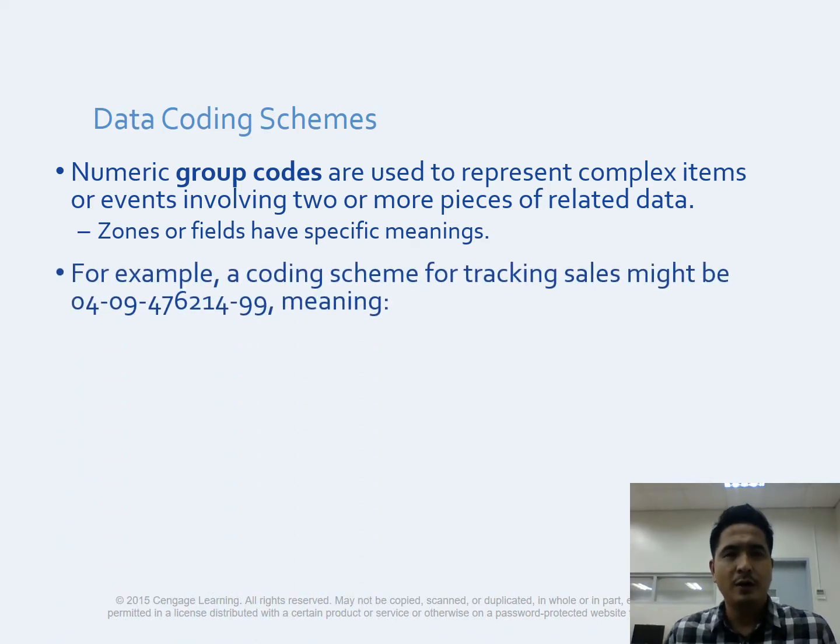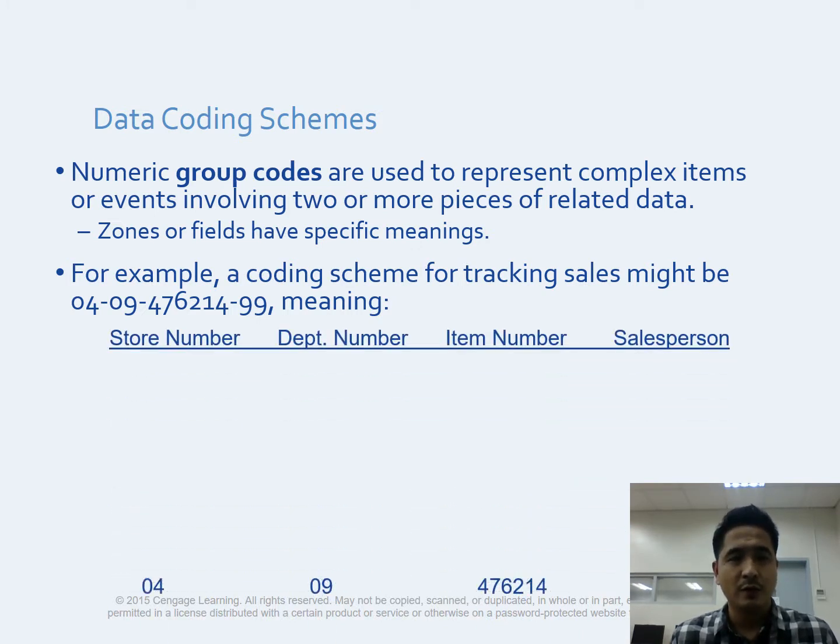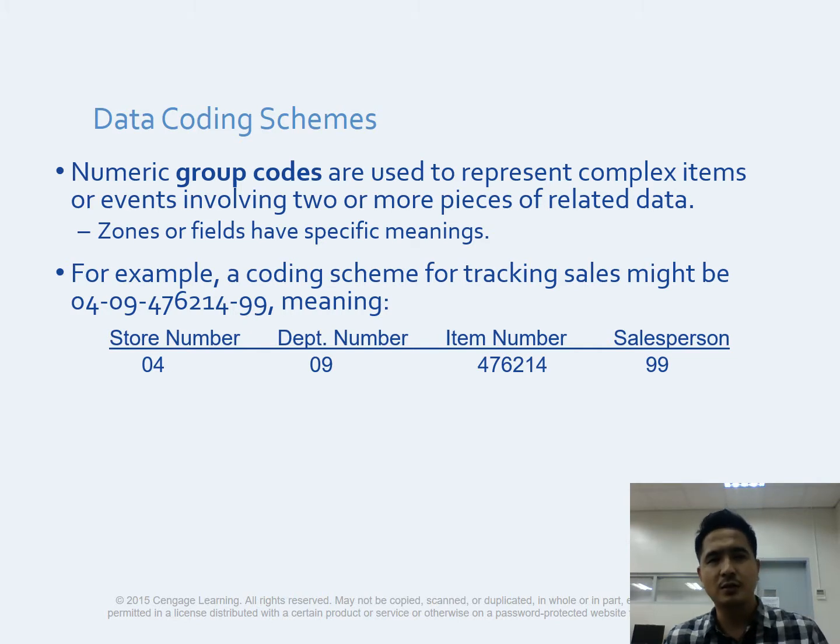Example, if you want to create a sales order number, instead of having a sequential code, you can have a sales order number of this one, 040947621499, in which each part, each segment has a meaning. In this case, the first part is the store number, second is the department number, third is the item number, fourth is the salesperson.